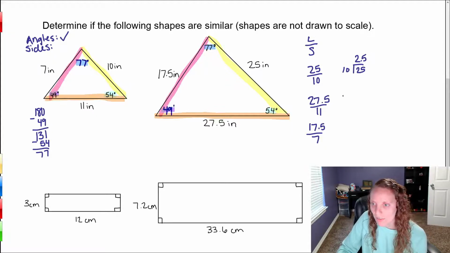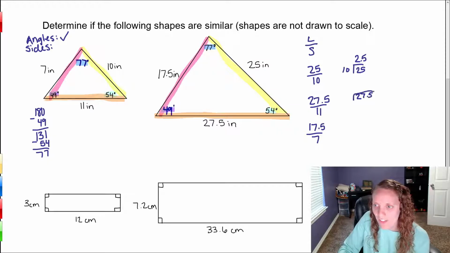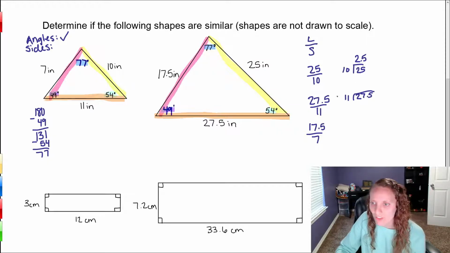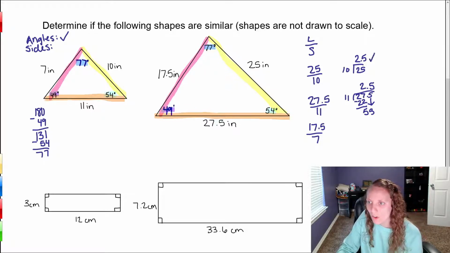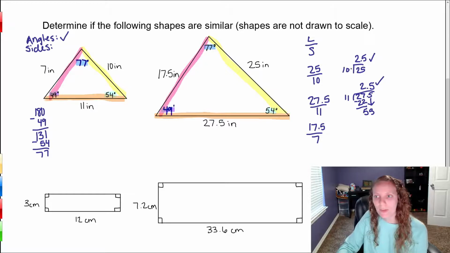Okay, we do the same thing here. 27.5 in, 11 out. So if we divide, 11 goes into 27 twice, and we would subtract 22, because 2 times 11 is 22. With 5 left over, bring your decimal up, bring down the 5, and if you notice, 11 goes into 55 5 times. So far, both of these give us the same number, so those two sides are proportional to each other.